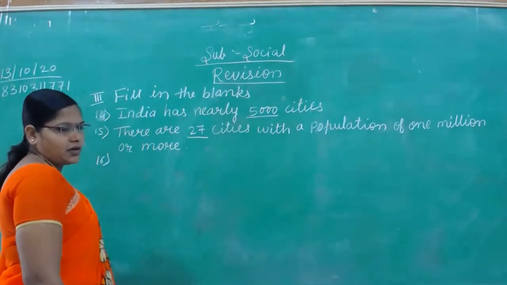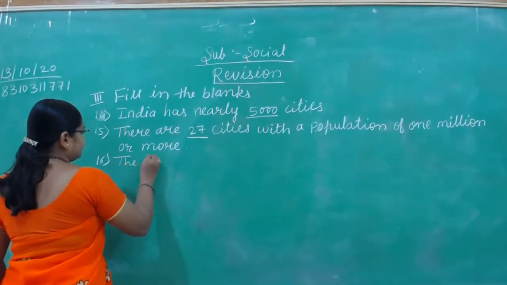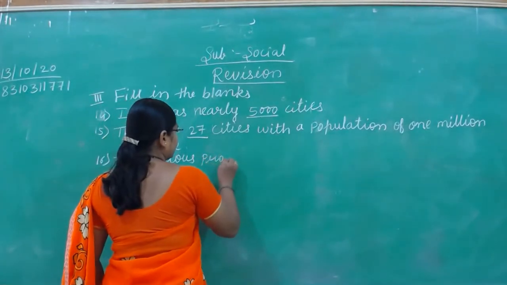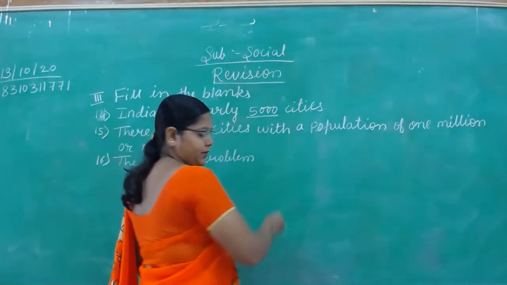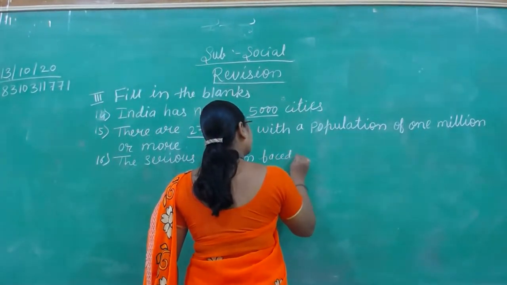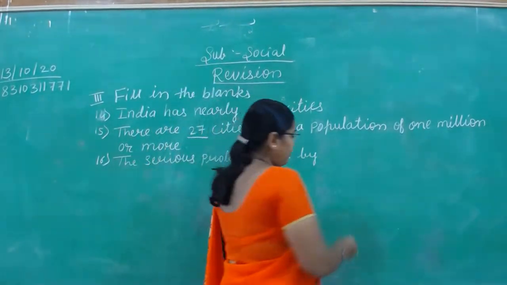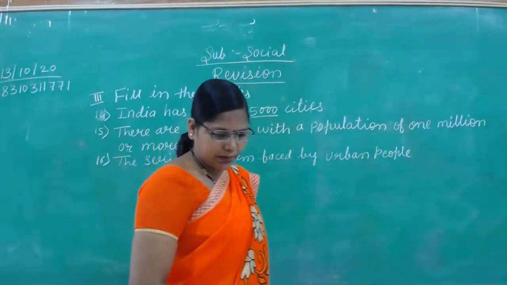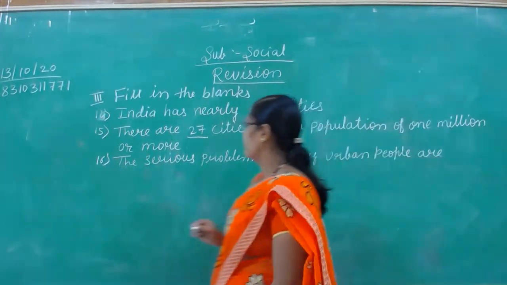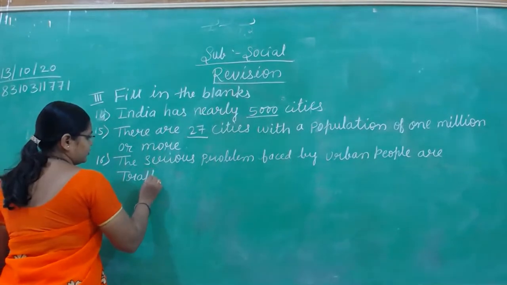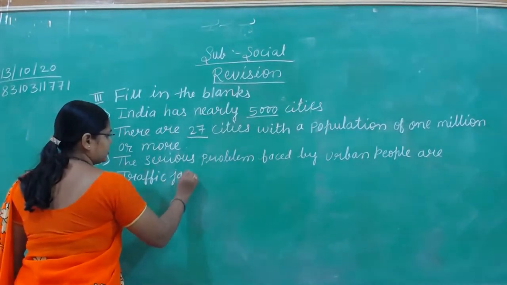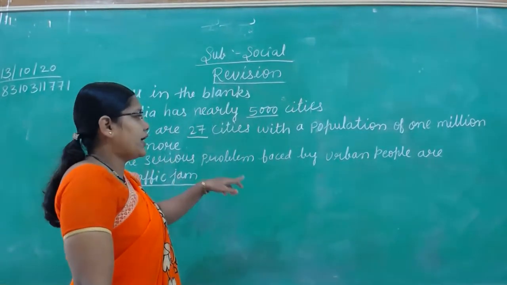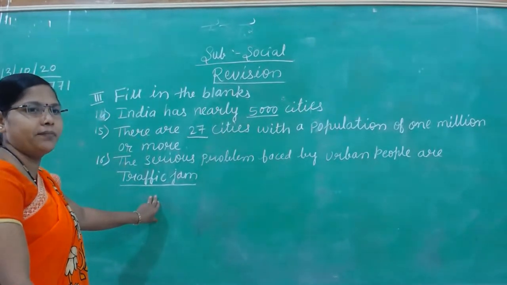And the 16th one: the serious problem faced by urban people is housing. See here, the serious problem faced by urban people is traffic jam. Underline the traffic jam.